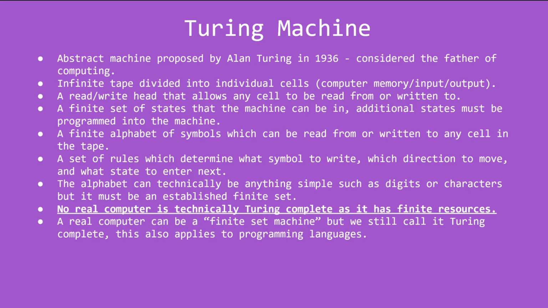Now, an important detail is there's technically no true Turing complete computer, as everything has finite resources. So technically, everything would be a finite state machine, but we still call it Turing complete if it satisfies everything else. This is not just a computer thing. This applies to computers, microcontrollers, processors, programming languages, anything that satisfies all these conditions.